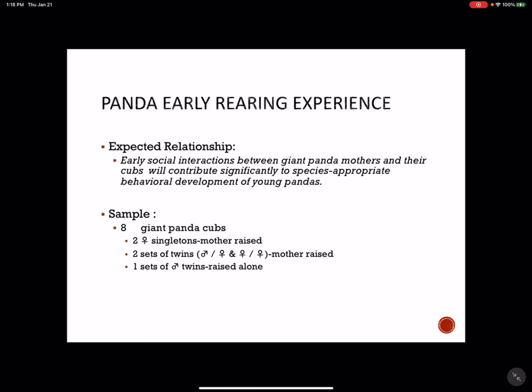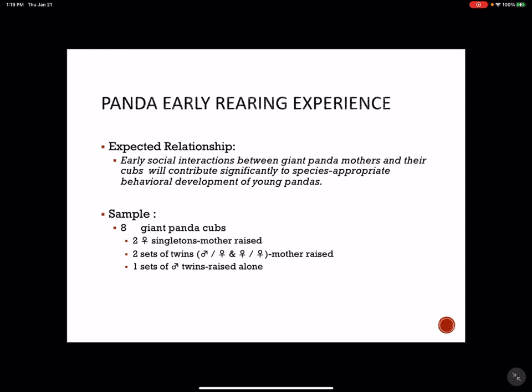Pandas that were raised by their mothers will show more species-appropriate behavior than pandas who were not raised by their mothers. So our hypothesis is testable. We can prove it true or false, and it makes a prediction. We predict that pandas raised by their mothers will show more panda-like behavior than pandas not raised by their mothers. And we're going to test it this way.